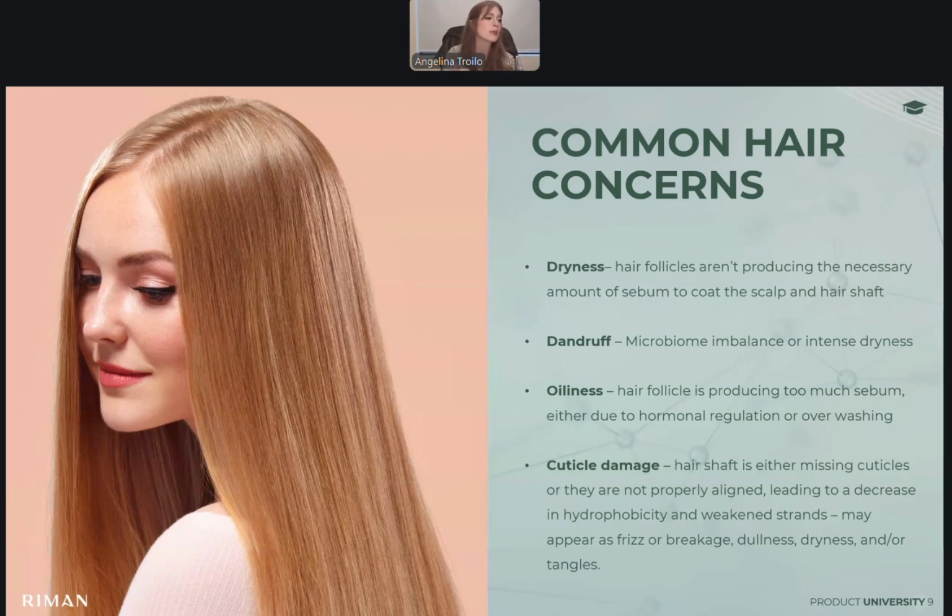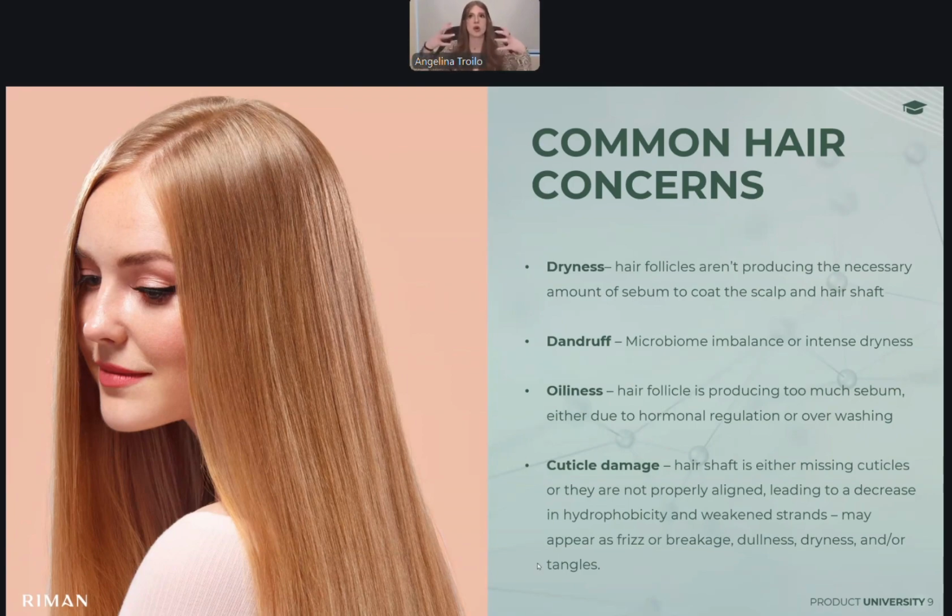But anyways, yes, so dryness, your hair follicles aren't producing that sebum on the pilosebaceous unit to really coat the scalp and the hair shaft. Dandruff, you might have a microbiome imbalance or intense dryness. Oiliness, opposite to the dryness, in which your hair follicle is perhaps producing too much sebum, which makes it seem greasy or heavy in appearance, could be due to hormonal regulation, even potentially to overwashing, or simply a product is not appropriate for your specific scalp type, and also notably cuticle damage.